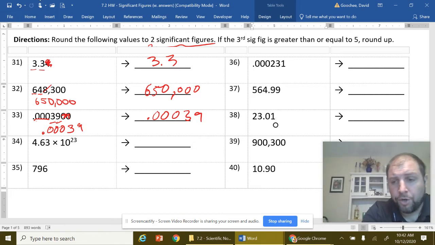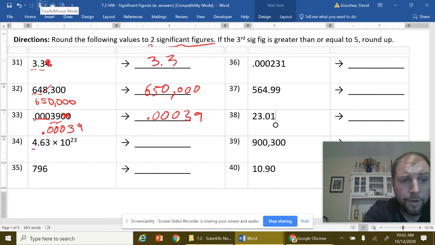Here we go. 4.63 times 10 to the 23rd. We want to round that to two significant figures, so we can keep the 4. We can keep the 6. We got to round away the 3. And since it's a 3, it doesn't cause the 6 to change. So it would just be 4.6 times 10 to the 23rd. Okay?